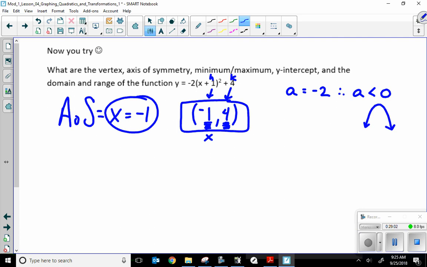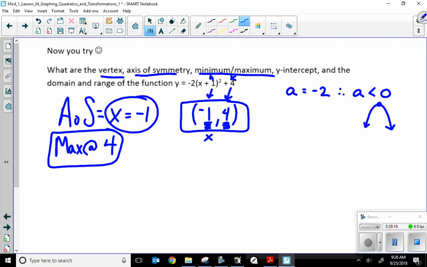That means my maximum point. My vertex is on top. So I have a max at, well, what's my y value? 4. Done. I mean, look how easy this is. I just need the vertex, the axis of symmetry, the min-max.